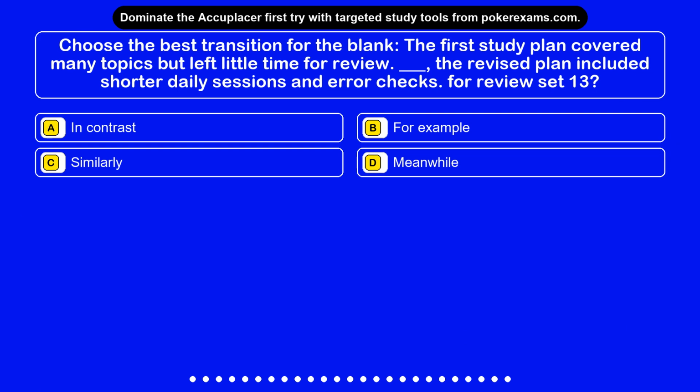Question 21. Choose the best transition for the blank. The first study plan covered many topics but left little time for review. Blank. The revised plan included shorter daily sessions and error checks. For review set 13. Option A. In contrast. Option B. For example. Option C. Similarly. Option D. Meanwhile.